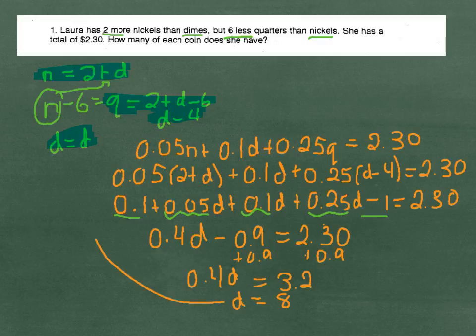And so if we go back up here, if D is equal to 8, then N is going to equal 10, and Q is going to equal 4. So that's the first question.